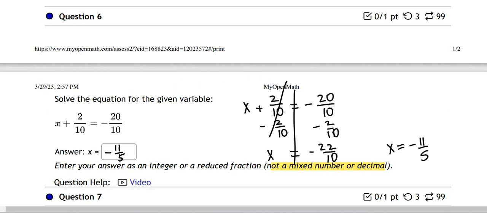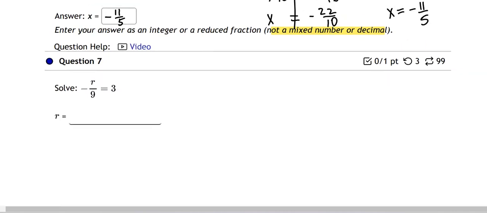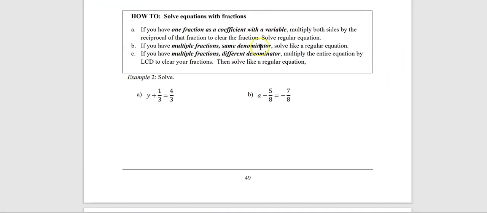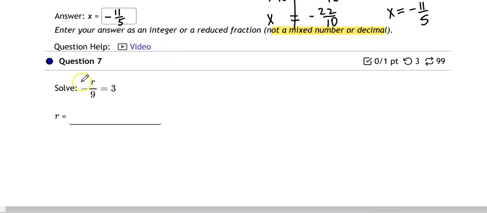Okay. And we're coming up to the last one. We had a very similar problem in our notebook. This is just like we did part D right here on page 50. So you're basically dividing R by negative 9. Let's go ahead and rewrite that. R divided by negative 9 equals 3.